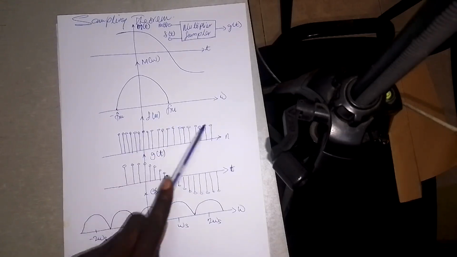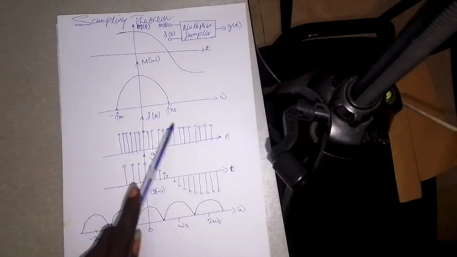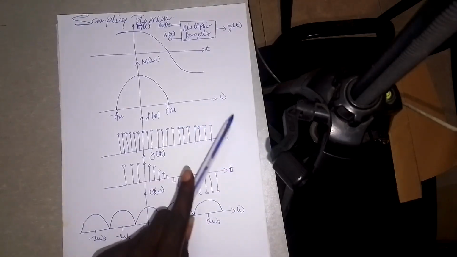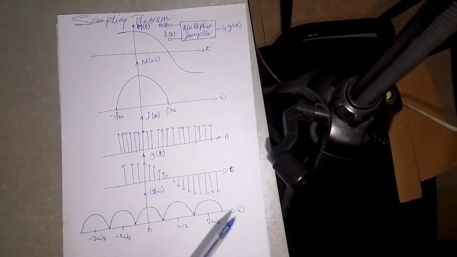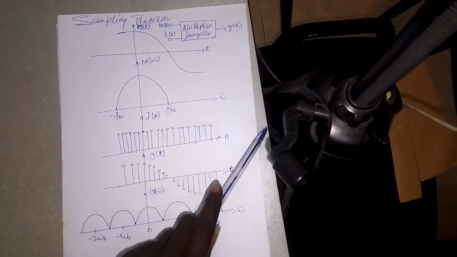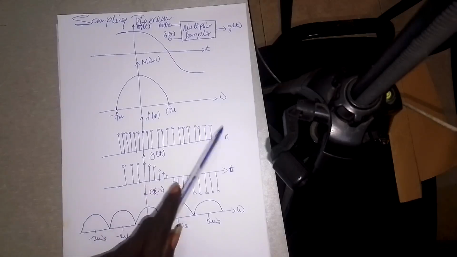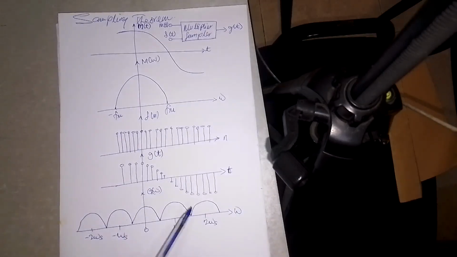set the value for the impulse train signal. To set the value for the impulse train signal, I must use Fourier series. Okay, so let us see how we can use Fourier series to set the values for the impulse train signal. Okay, all right, so let's continue from here.